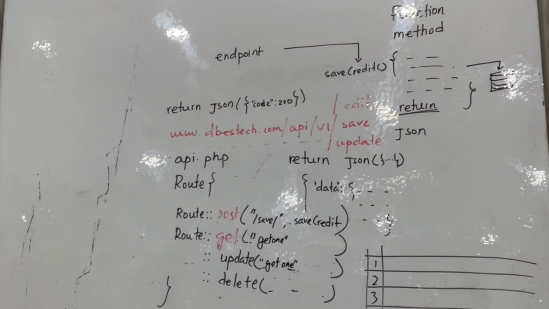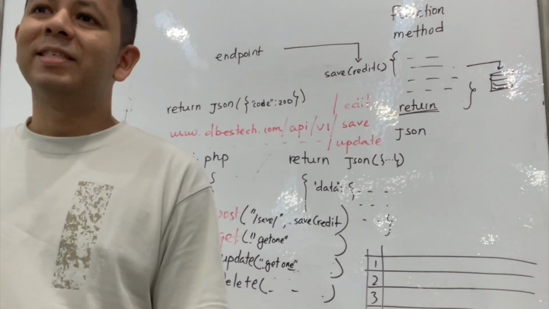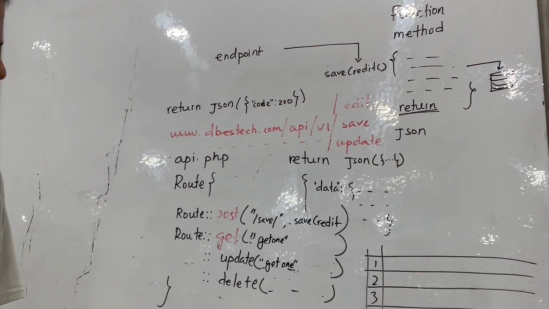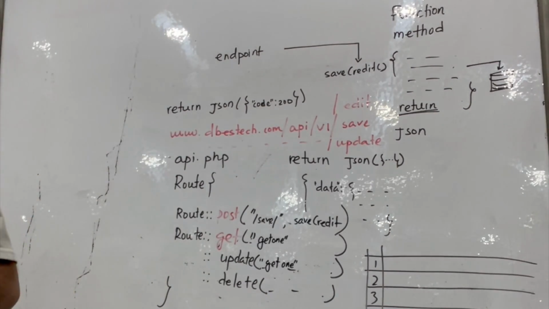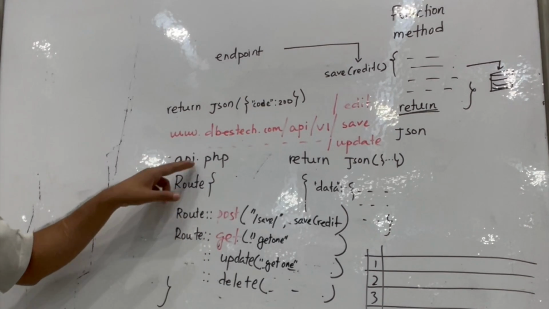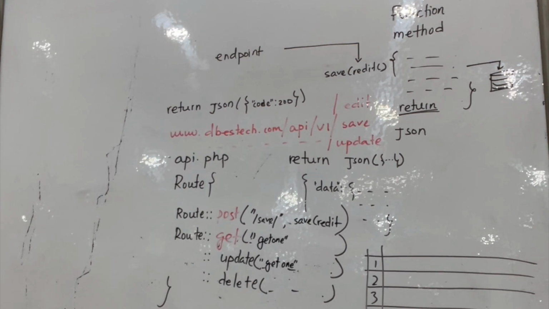Okay, where I can see the update or delete? What do you mean where you can see? I don't understand your question. I don't think you can see. If you really want to see whether it is update or get, you have to open up this API.php file. You have to open that up. Okay? If you don't open that up, you cannot see. Okay. Yeah.